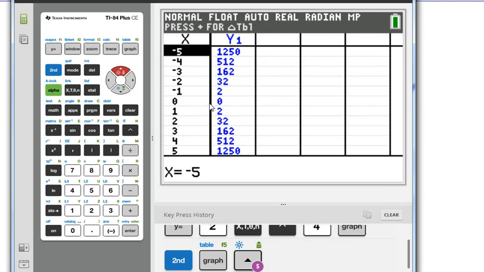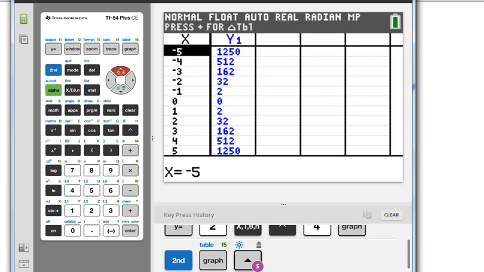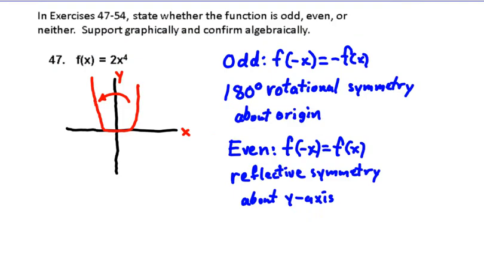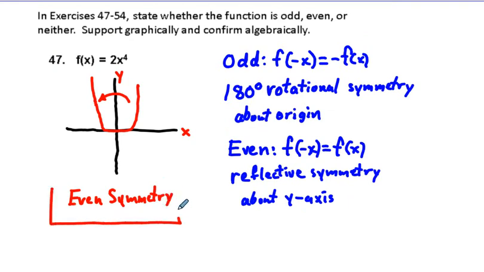Now remember what the definition of an even function is, that f of negative x is equal to f of x. Well, in this case we have f of negative 1 is equal to f of 1. f of negative 5, 1250, is equal to f of 5. So this meets the definition both graphically and algebraically of an even function. So we say even symmetry. So that will be our answer to problem number 47.